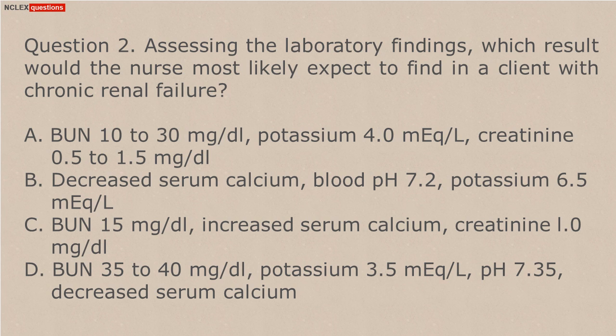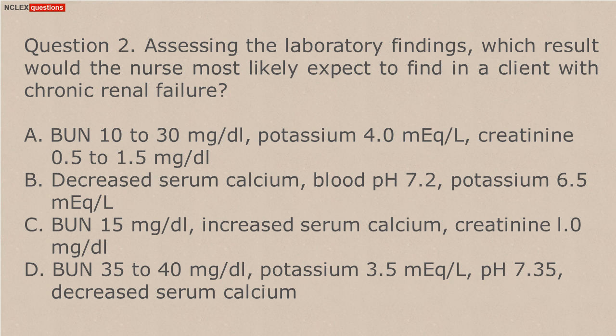Question 2. Assessing the laboratory findings, which result would the nurse most likely expect to find in a client with chronic renal failure? A. BUN 10 to 30 mg/dL, potassium 4.0 mg/L, creatinine 0.5 to 1.5 mg/dL. B. Decreased serum calcium, blood pH 7.2, potassium 6.5 mg/L. C. BUN 15 mg/dL, increased serum calcium, creatinine 1.0 mg/dL. D. BUN 35 to 40 mg/dL, potassium 3.5 mg/L, pH 7.35, decreased serum calcium.